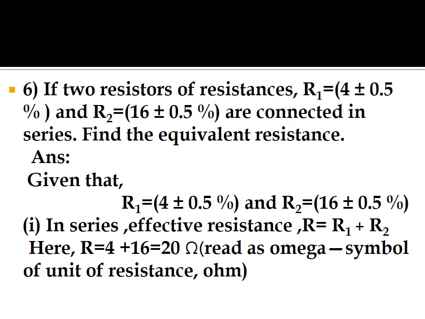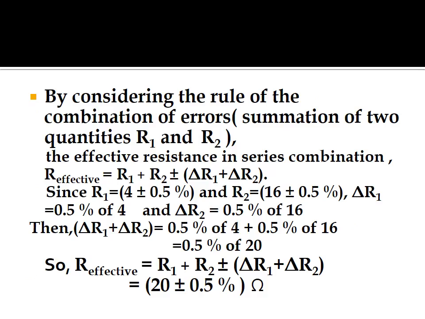And you know that ohm is the unit of resistance, and it is represented by the Greek symbol omega. To find the effective resistance, by considering the combination of errors, we have to use the rule for combination of errors. Here, if the two quantities are R1 and R2, then the effective resistance in series combination, R effective, is equal to R1 plus R2 plus or minus delta R1 plus delta R2.